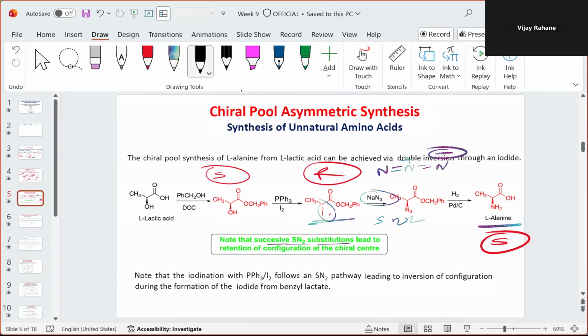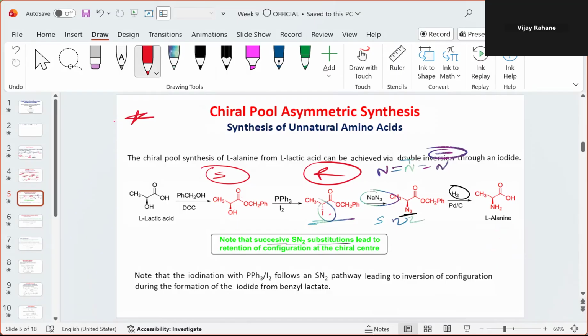Then in the next step, when we do the H2/Pd-C reduction, the N3 gets converted into NH2. The nitrogen gets eliminated from the reaction, and we get the NH2 amine group attached here. So this is basically our target molecule, which is L-alanine.